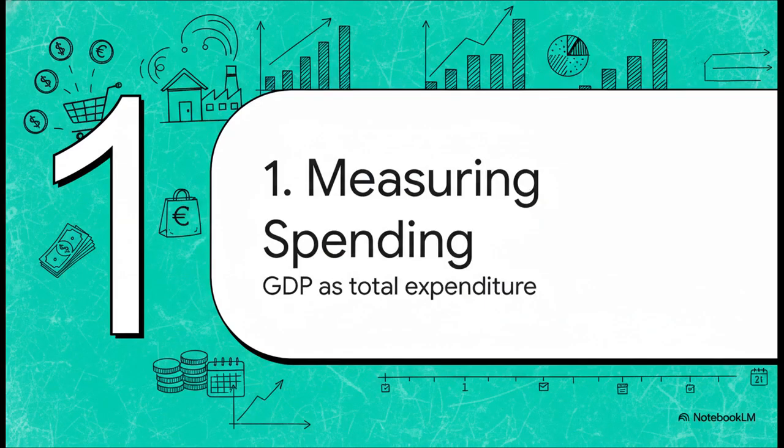First up, what are we actually measuring? Well, you can think of gross domestic product, or GDP, as the grand total of all spending on final goods and services that are produced inside a country during a certain period of time. It's basically a snapshot of the economy's output, but from the perspective of who's doing all the buying.